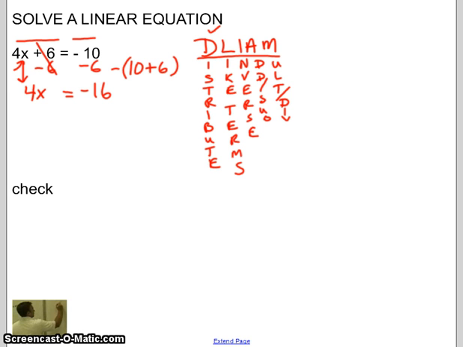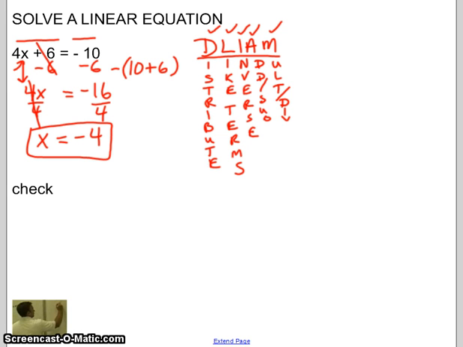Okay? So we did all this. We did our addition, subtraction. Now we're going to multiply or divide. Well, we have multiplication, so we're going to divide it. 4x, so we're going to divide by 4 on both sides. Get rid of this 4. We get x equals negative 16 divided by 4, negative 4.